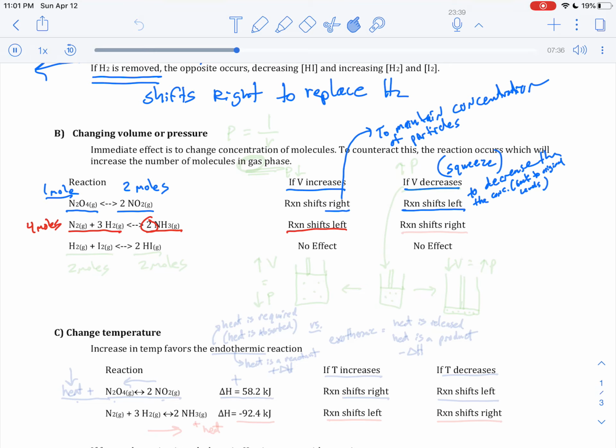Conversely, if we squeeze it, then it has to exist in a smaller amount of space, so it's going to need fewer moles of particles. So it's going to shift to the right.